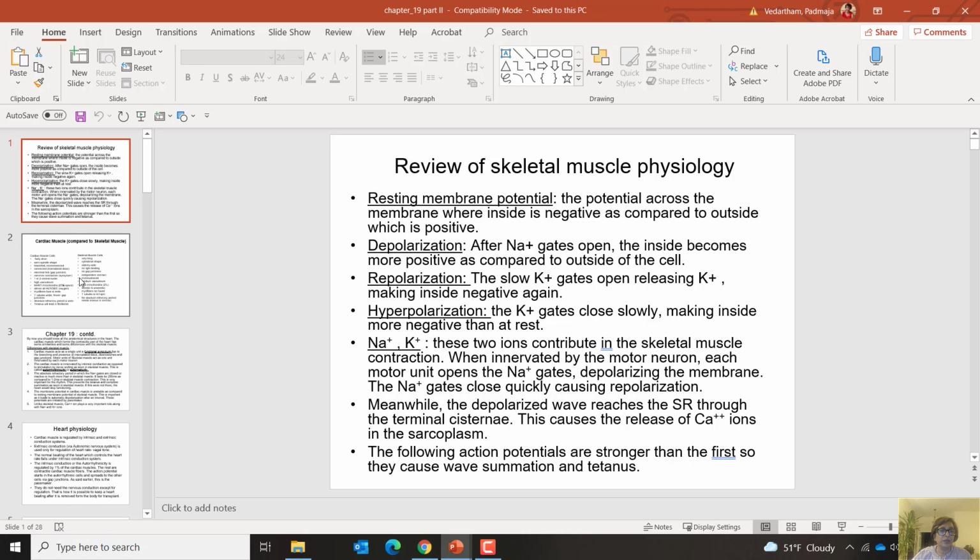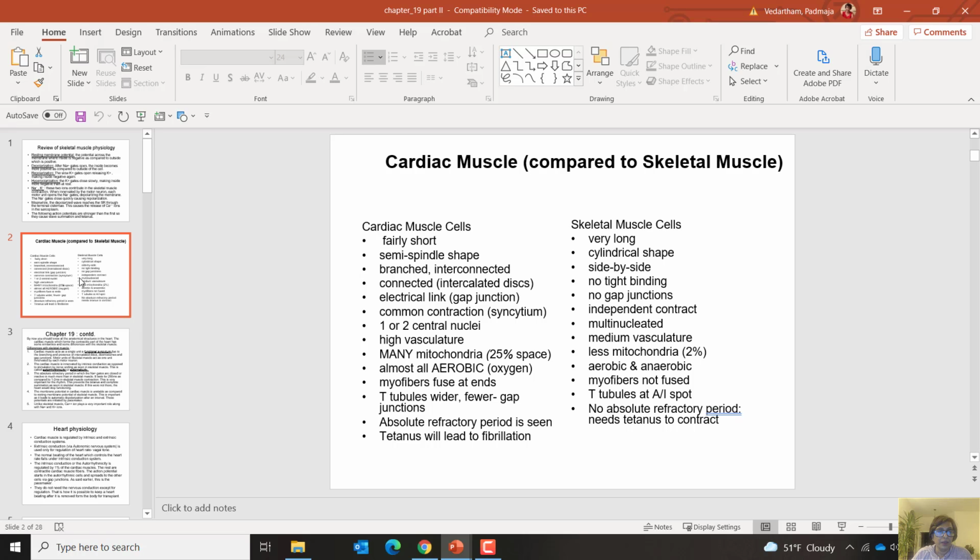So now let's look at some of the differences between cardiac muscle and skeletal muscle. Cardiac muscles are fairly short. Skeletal muscles are very long. Cardiac cells are semi-spindle shaped, whereas skeletal muscles are cylindrical. Cardiac cells are branched and interconnected, and we don't have branching in skeletal muscle. The cardiac muscles have intercalated discs with gap junctions. There are no gap junctions in skeletal muscles.